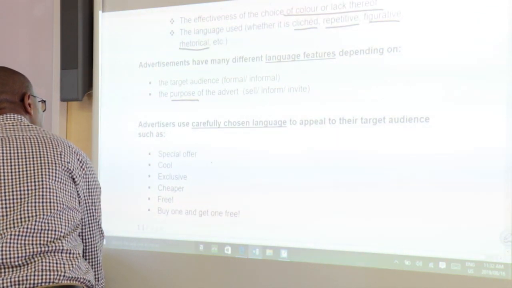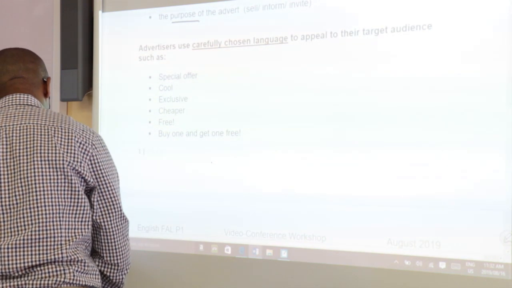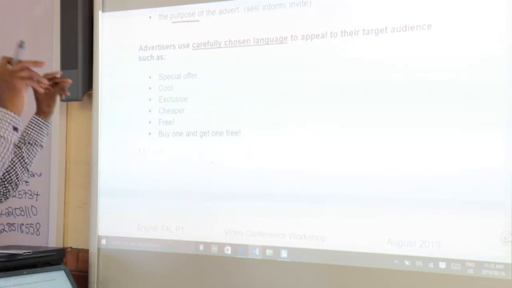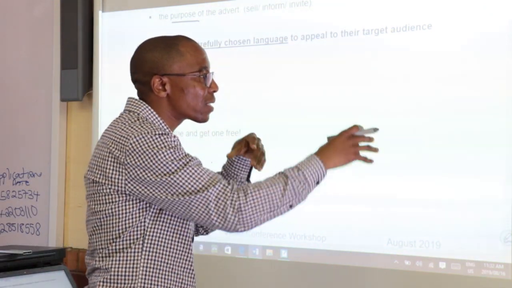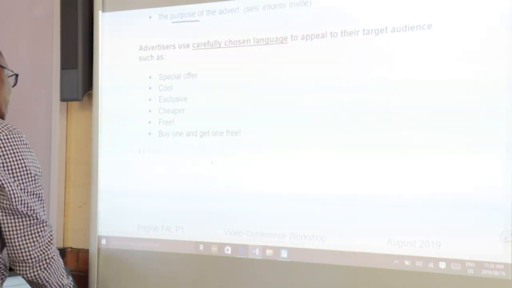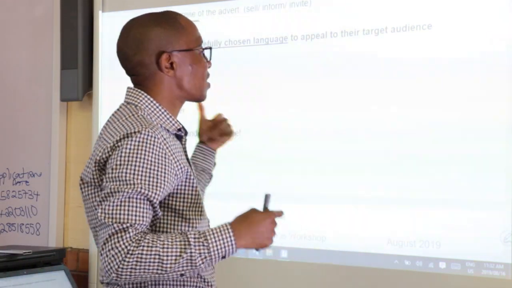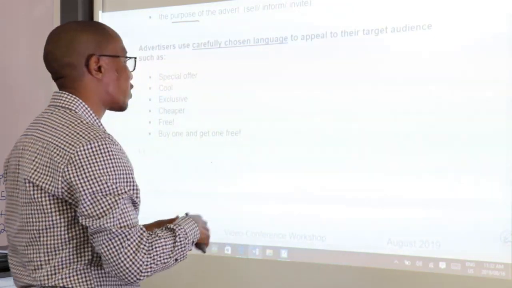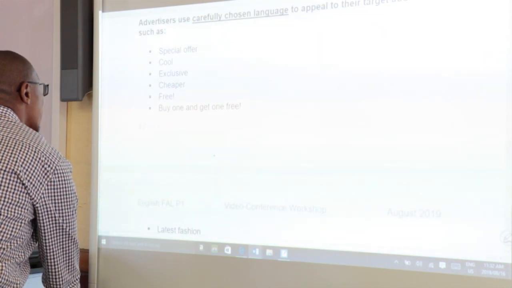Alright, advertisers use carefully chosen language. Again, as I stated earlier on, these are just some examples. For example, special offer. The moment you see that, you want to know what is it that is special about this. What is it? How much was it? And how much is it now? Words like cool, especially for the teenagers. Then you know, this is the best product for me. It's for me because I'm young and it's cool. It's going to make me cool with other peers as well.